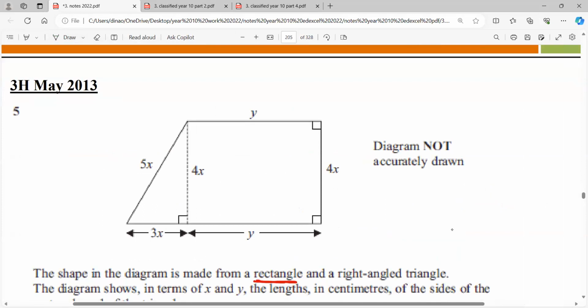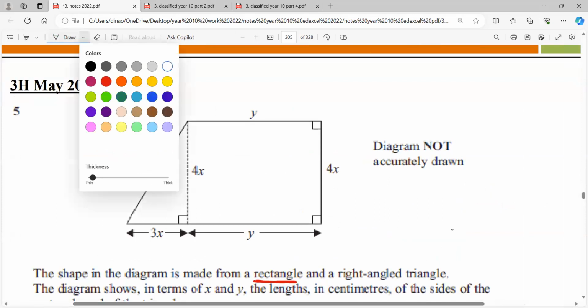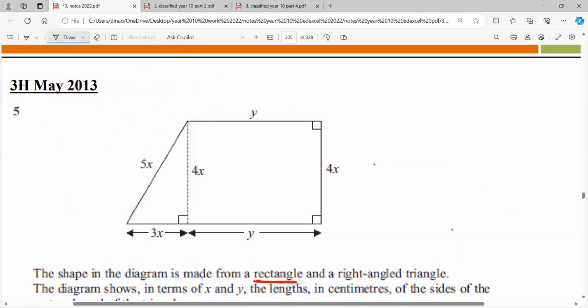Now, let me use my magic trick and erase this. Okay, I am required to give an expression for the area. Now, please, guys, you don't need to panic if the question changes to algebra. What applies on numbers applies on algebra. Now, as you can see, I have a rectangle, and I did not assume, by the way, that it's a rectangle. The examiner said this is a rectangle. And I have a right angle triangle. And again, no assumption. The examiner told me that.